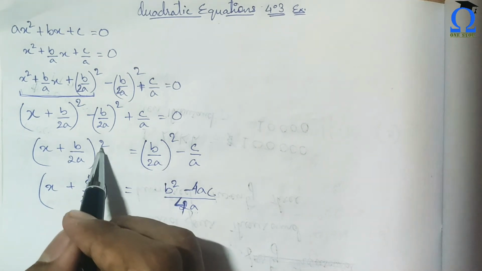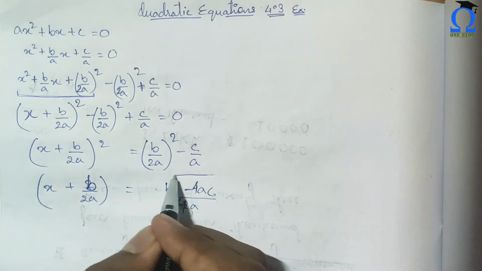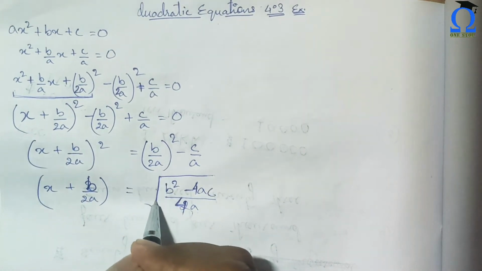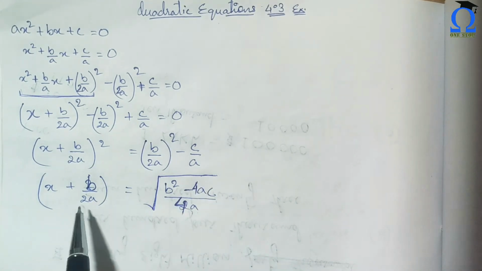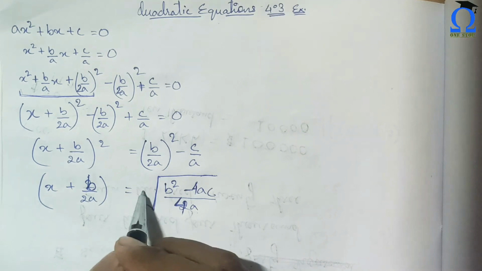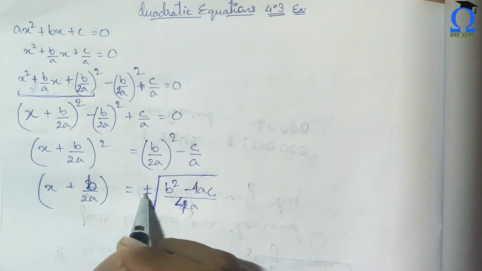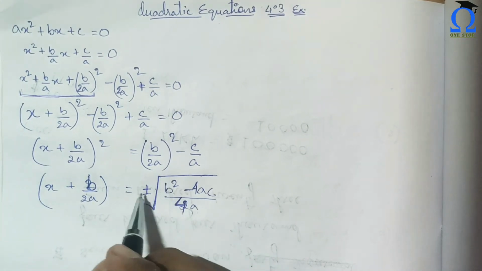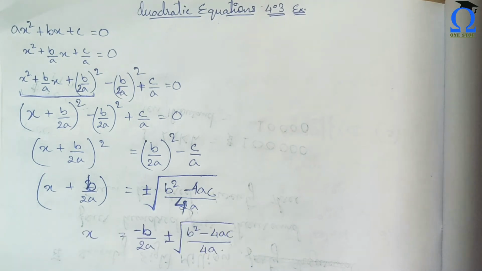Understood? And this square will go there and it will become the root. I hope you know this, that if a square is transposed to that side, it will become a root, and with a plus or minus sign. Understood? So root of plus or minus. Now transposing b by 2a here, we will get minus b by 2a plus minus this whole term.